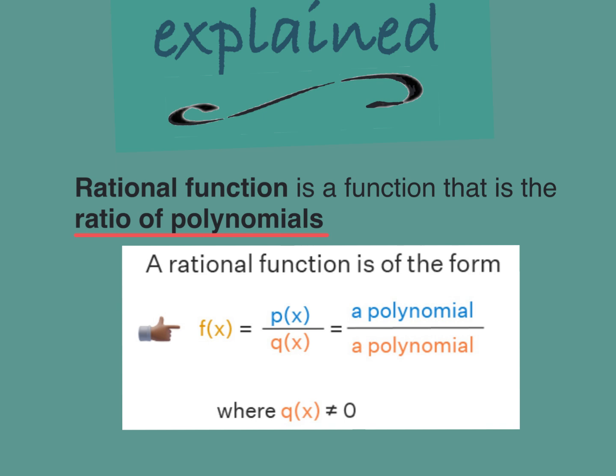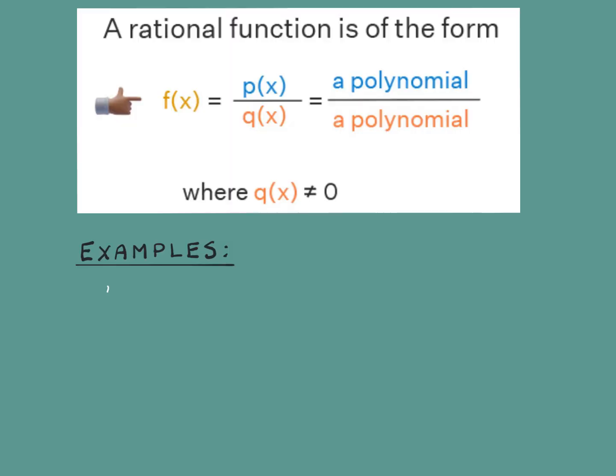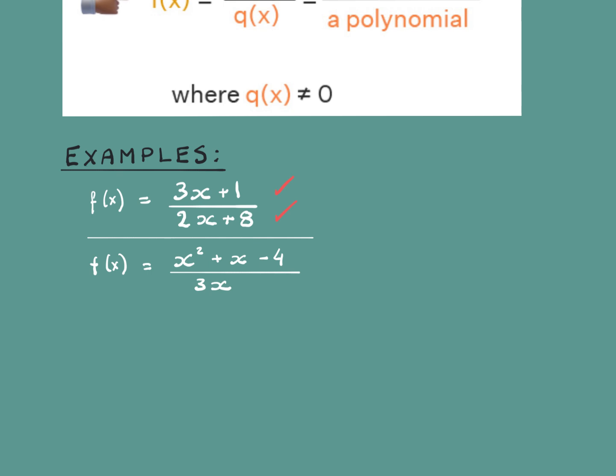I would like to give you examples of rational functions and how you can identify a rational function. Let's look at some examples. The first one, pretty simple. I can identify that the numerator is a polynomial and the denominator is a polynomial. Alright, the second example, the numerator is a polynomial and the denominator is a polynomial, so we have a rational function.